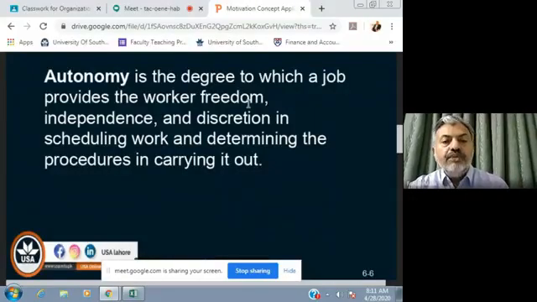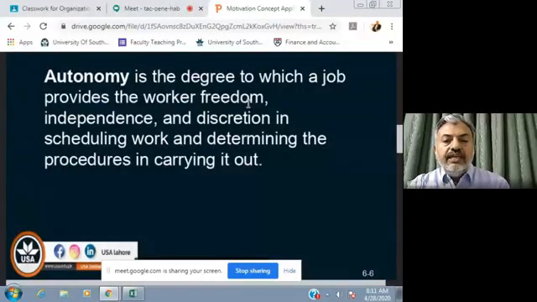So autonomy is the degree to which a job provides the worker freedom, independence, that they can do things on their own, they don't need somebody's support, and discretion in scheduling work. It is up to you to find a time suitable to you. It is at your discretion to decide when you need to prepare the presentation, so that you are ready on Friday to deliver that presentation.